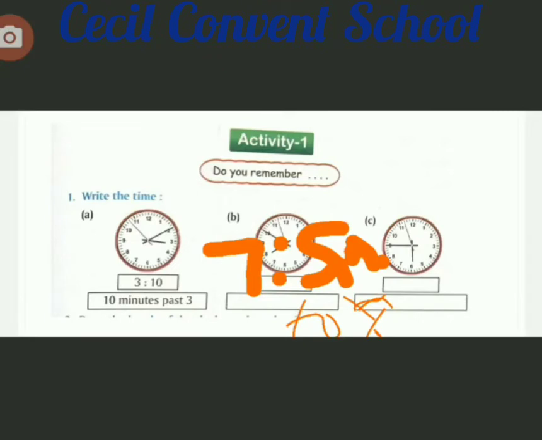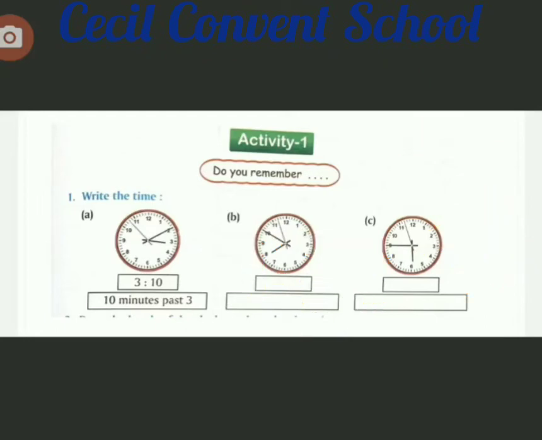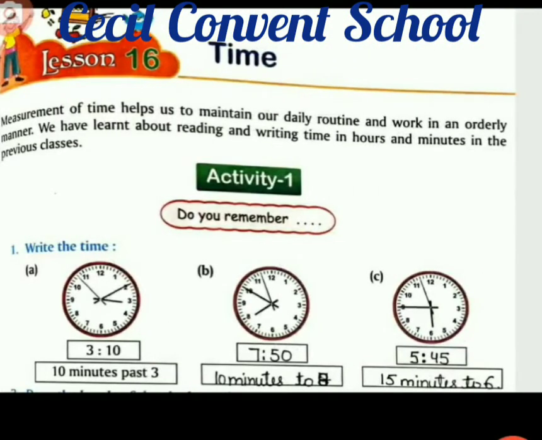So here comes 8, because you know that when we write in words, the hour comes after "to". Clear? And this 50 we have to subtract from 60, or you can see how much time is left to become 8: 10. So you can write 10 minutes directly. Otherwise, 60 minus 50, what comes? 10. So there will be 10 minutes to 8. Clear? See the B part answer: 750 and 10 minutes to 8.